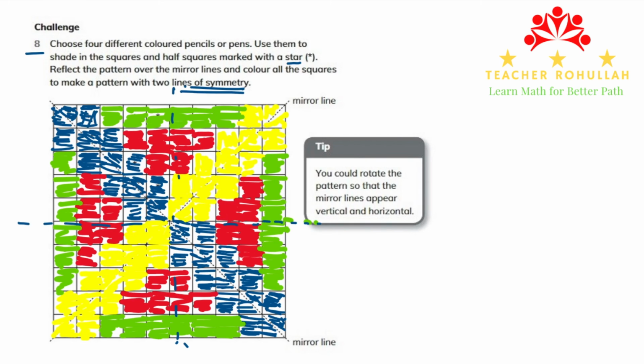It has only two lines of symmetry. One line of symmetry is from here. Let me choose the red one. One line of symmetry from here. This is one of the lines of symmetry. And one line of symmetry from this diagonal one. Now this shape has two lines of symmetry which are diagonal lines of symmetry, but it does not have the horizontal or vertical lines of symmetry. Hopefully we are done with this question now. Let's scroll down to question number 9.